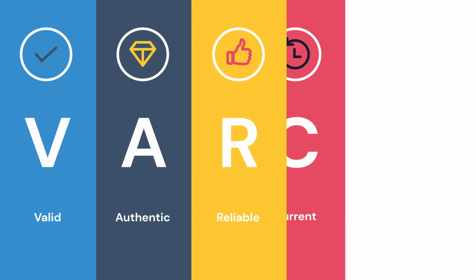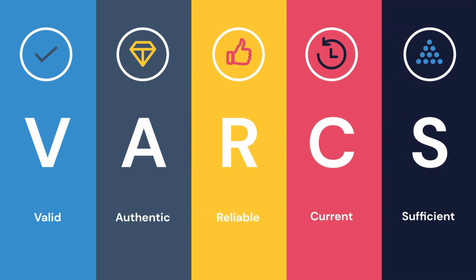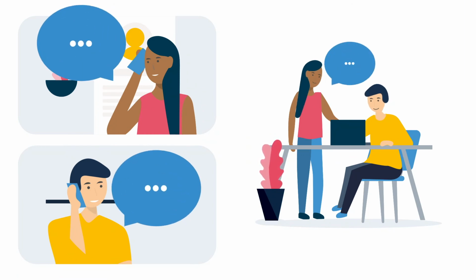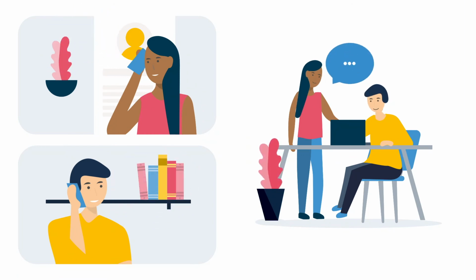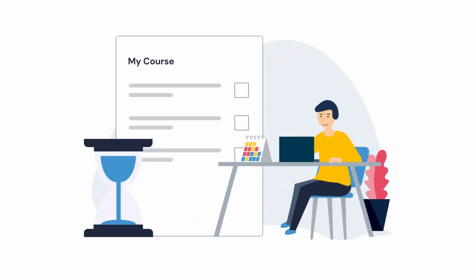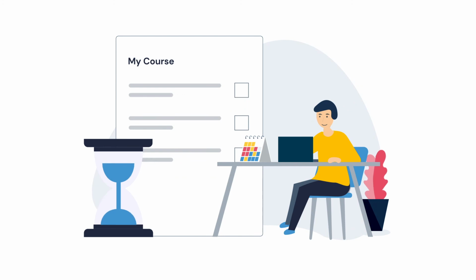Your assessor will make a judgment that the evidence you provide is valid, authentic, reliable, current and sufficient, and will provide online and offline feedback, either telephone or in person, on the work they assess as you progress through the course. It's important you take ownership of your course so it's completed successfully and on time.